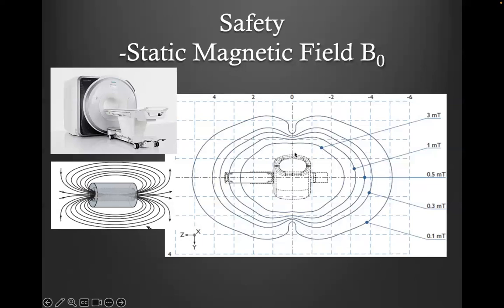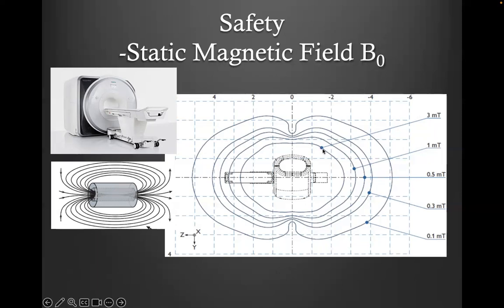When you do MRI room construction, we will get these plots of equal magnetic field. If you see here, the center of it is the MRI, and the magnetic field is kind of ellipsoidal surrounding the scanner. It decreases pretty rapidly as you walk away from the MRI.